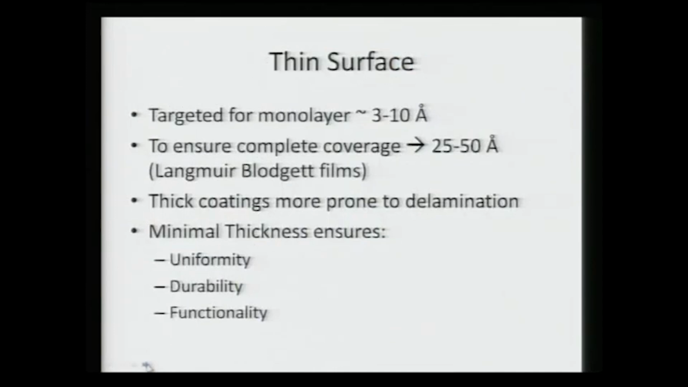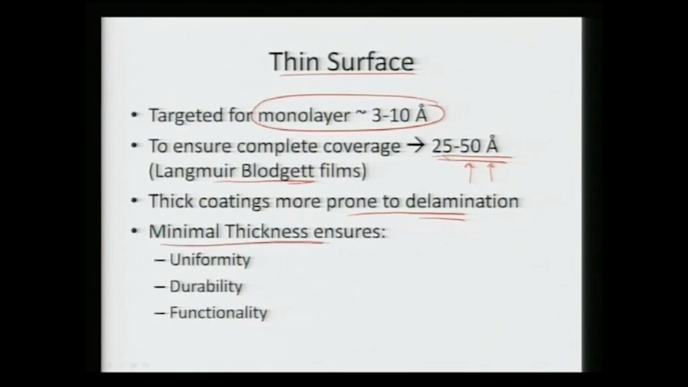And once we are coating a thin surface, we are targeting a monolayer of around 3 to 10 angstrom in thickness. To ensure complete coverage, we can go for up to 25 to 50 angstroms of Langmuir-Blodgett films, because we do not want any part to remain unreacted or uncoated. But as we go for thicker and thicker coatings, though we are ensuring the complete coverage, coatings become much more prone to delamination, because as soon as coatings start becoming much thicker, they start incorporating certain residual stresses, and that might lead to breakage.